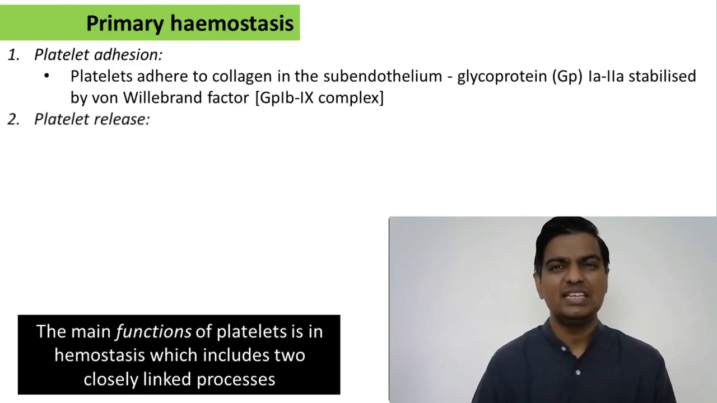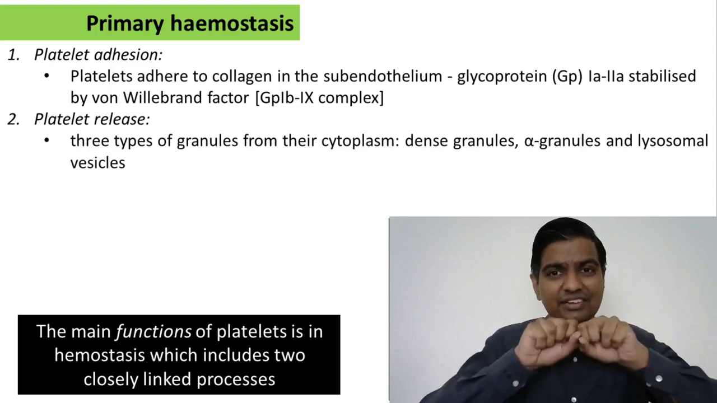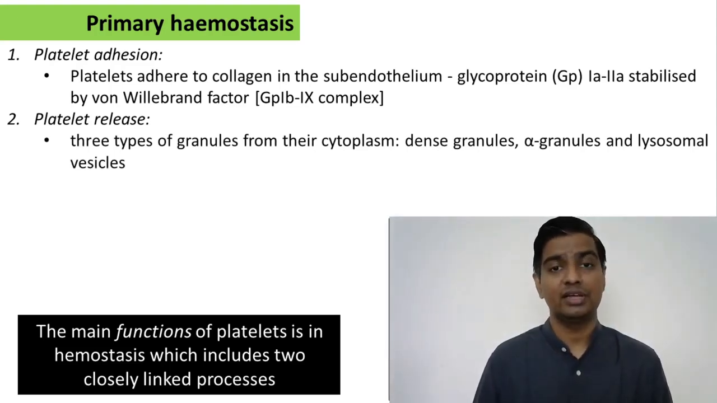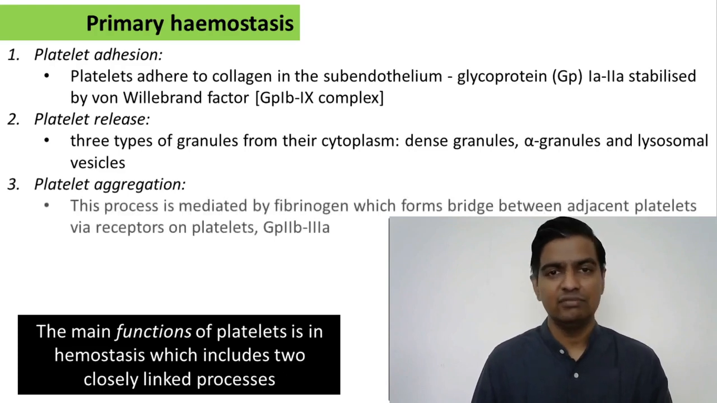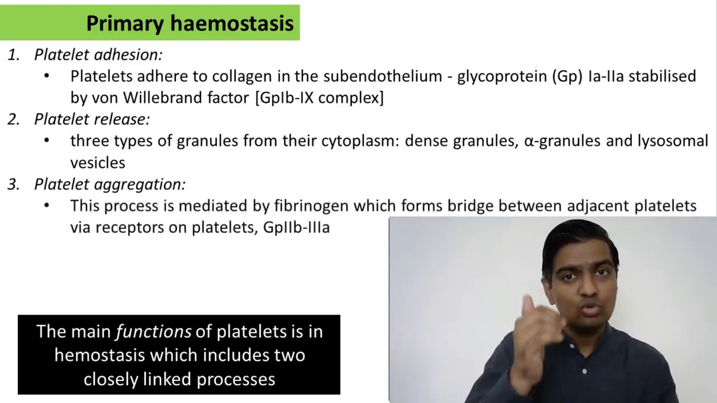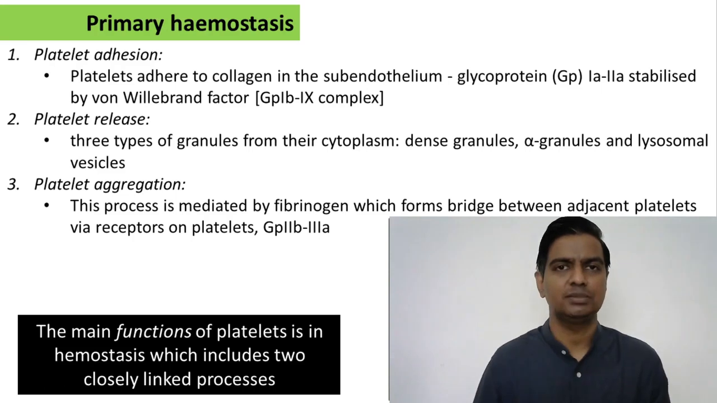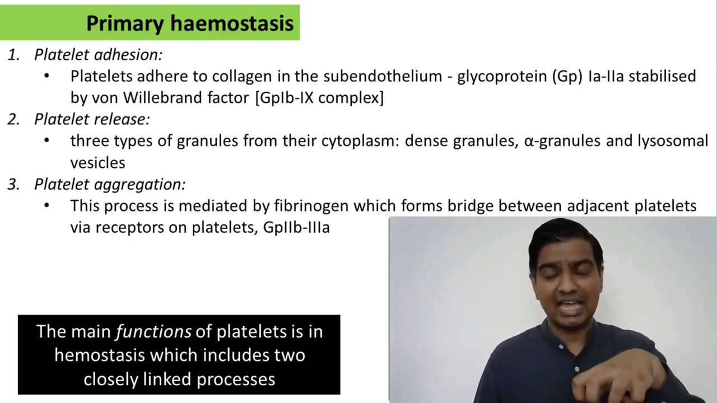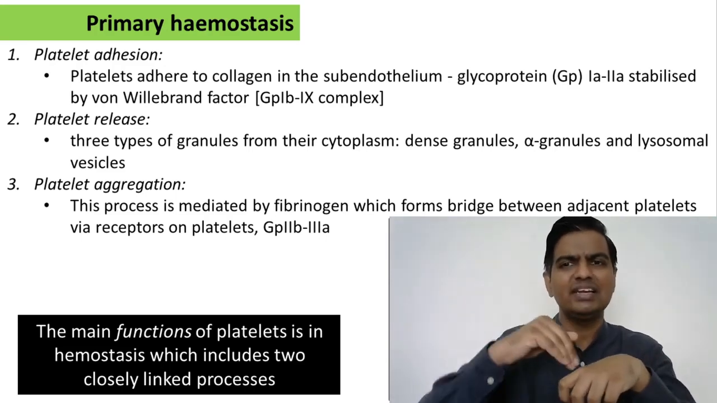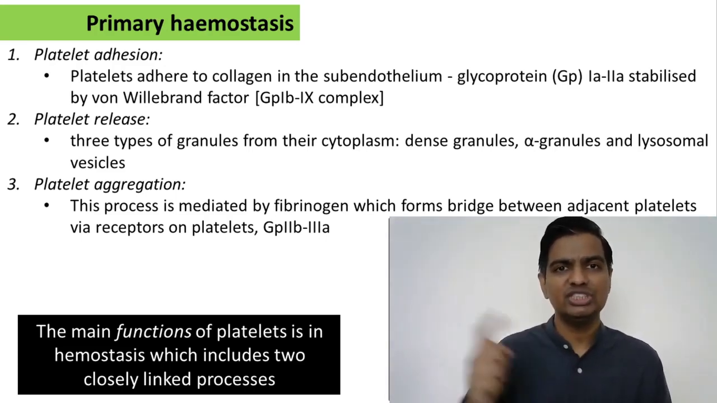Now the platelet starts changing its shape, and as it changes its shape, it releases from within the granules. Dense granules, alpha granules, lysosomal vesicles, all these granules release their chemical mediators, which cause other platelets to approach the platelet which has stuck. It's like one platelet has stuck and it is calling other platelets. The other platelet comes and then it also shakes hands with the first platelet.